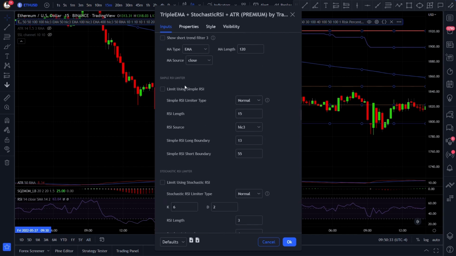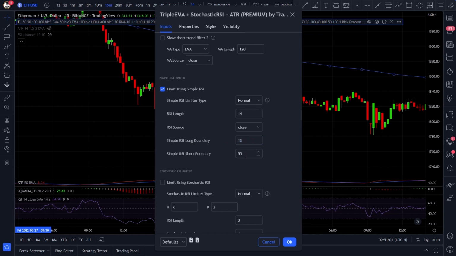Let's do that. To do that, go back to the RSI limiter section. Make sure that the box next to it is ticked and that the RSI limiter type is set to normal. Set the RSI values to the same as the RSI on the chart. On the bottom, the script has two boundary levels. The first one is the simple RSI long boundary. When the RSI limiter type is set to normal, the script won't enter into any long positions when the RSI value is above the simple RSI long boundary.